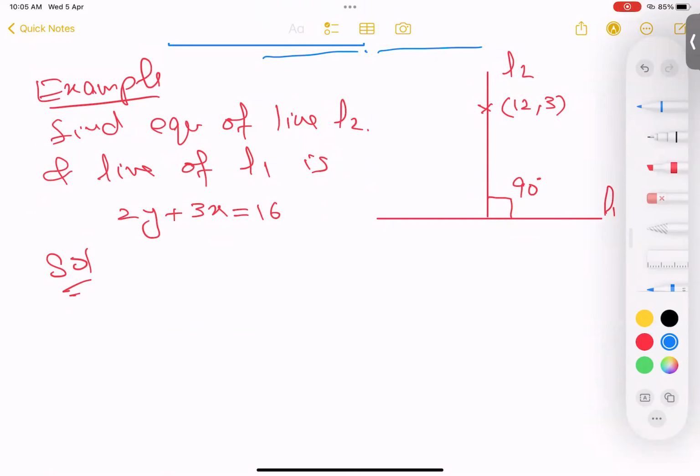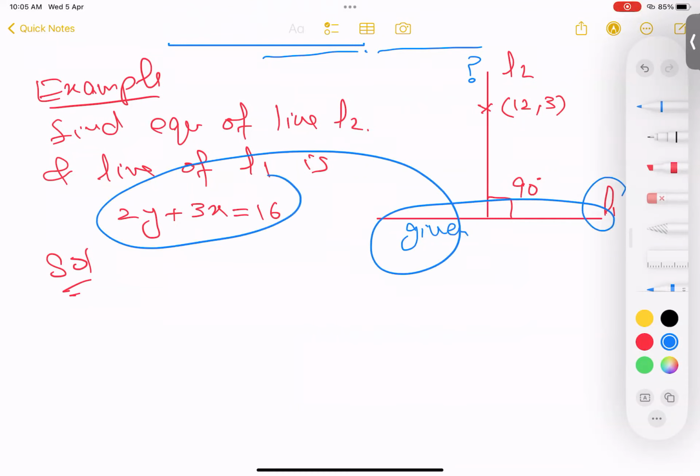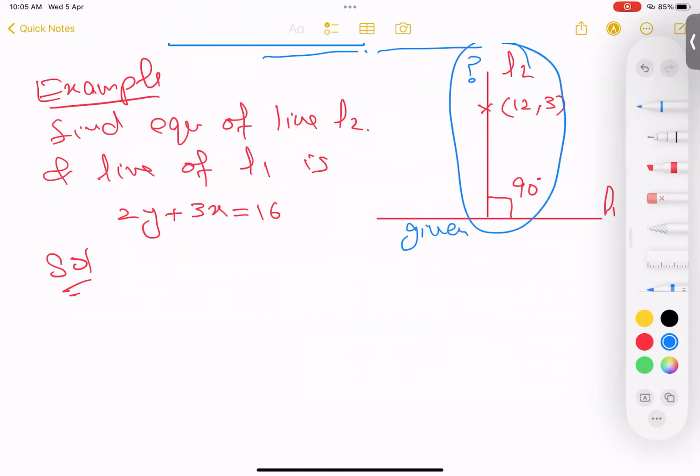Look, students, L2 is a question mark and L1 is given. I repeat my words: L1 is given and L2 is unknown. When any line is unknown, we need two things. What? Gradient and a point. If I have a gradient and a point, the question is over. We have a point, but what is missing? The gradient is missing. So let's try to find the gradient. How to find the gradient, students?